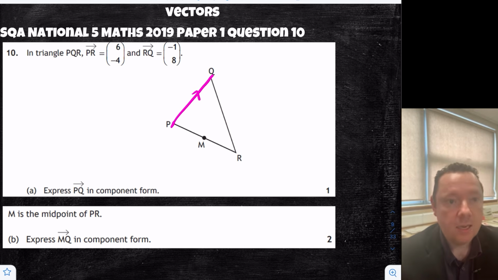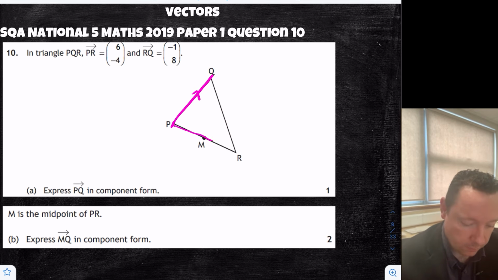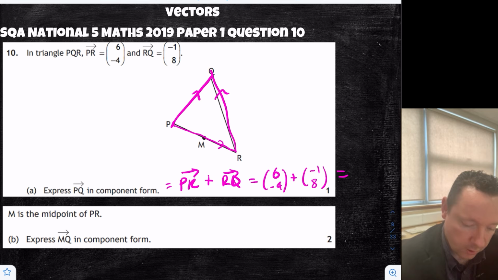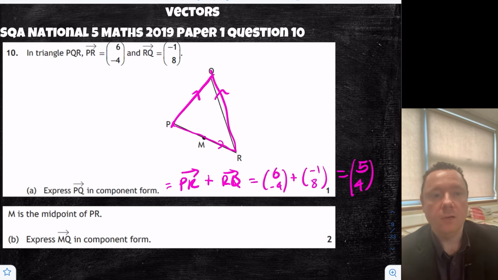That is the same as P to R plus R to Q. So writing that out, P to Q equals P to R plus R to Q. So that equals (6, -4) plus (-1, 8), which is equal to 6 minus 1 is 5, minus 4 plus 8 is 4, so (5, 4) in component form.